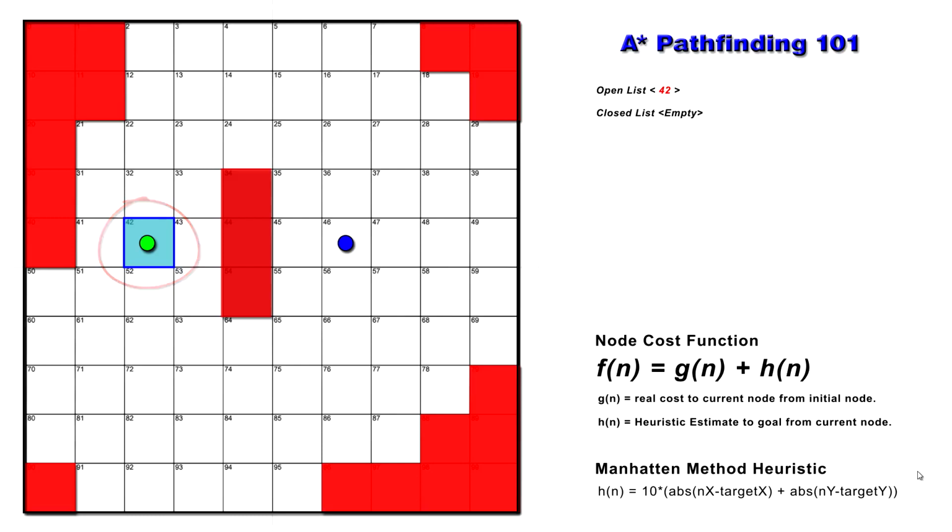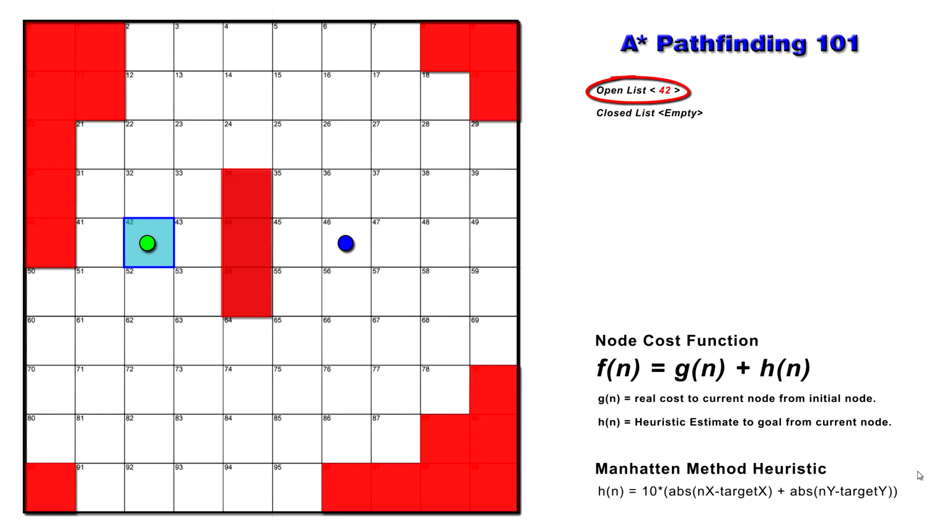So we step into the main search loop, and in the first iteration of that loop we say to the open list, give me the node with the lowest F-score. Now in the first iteration, as we've already discussed, there's only one node in the list, node 42, so that's the node that we're going to get back.